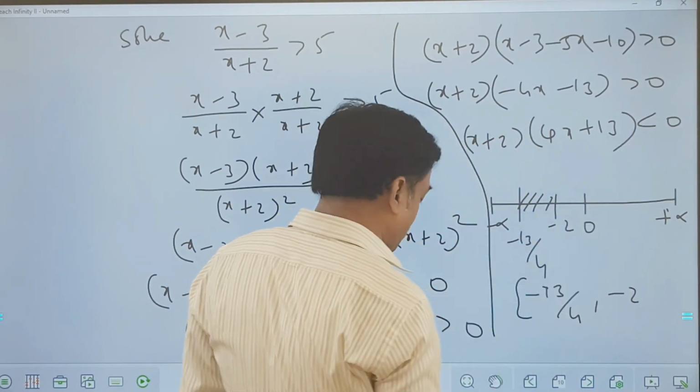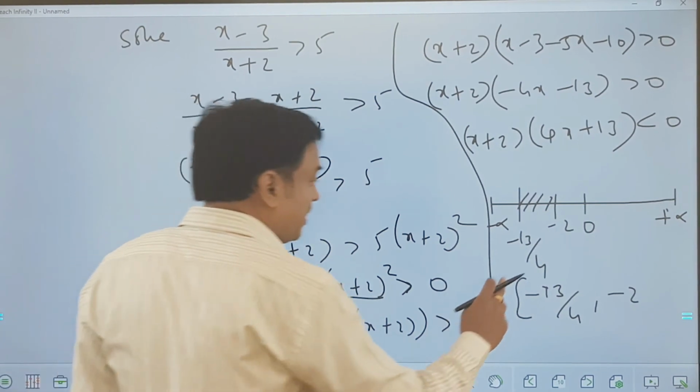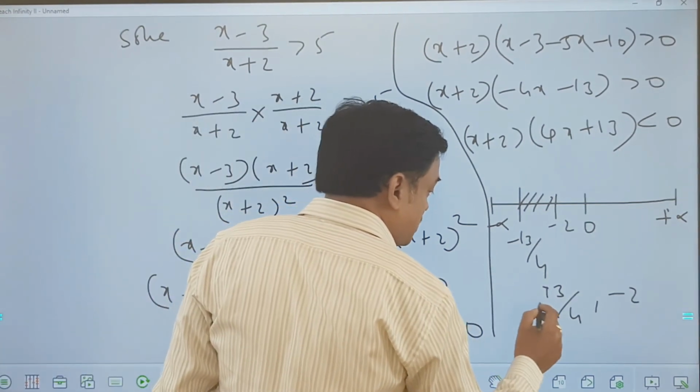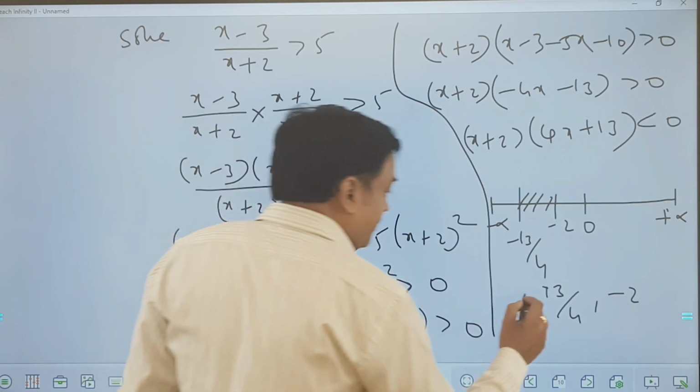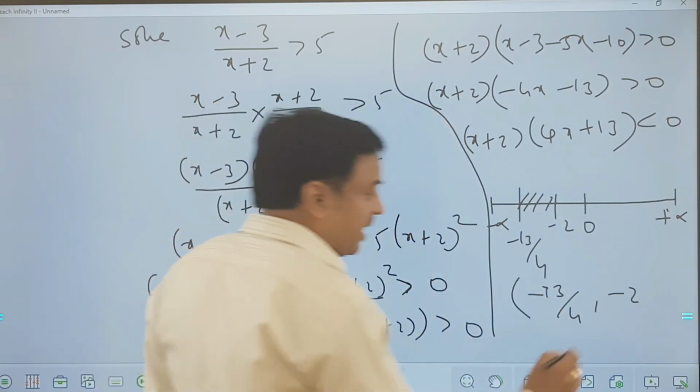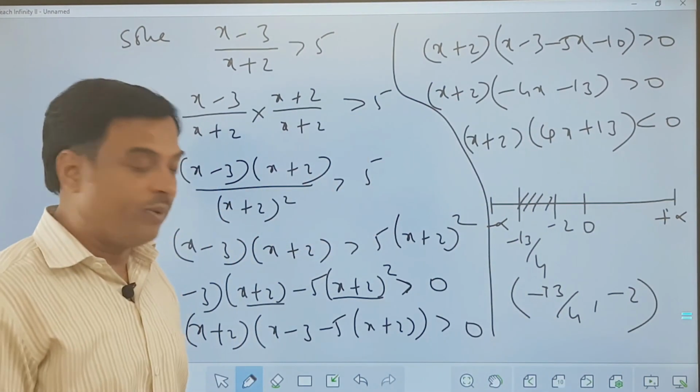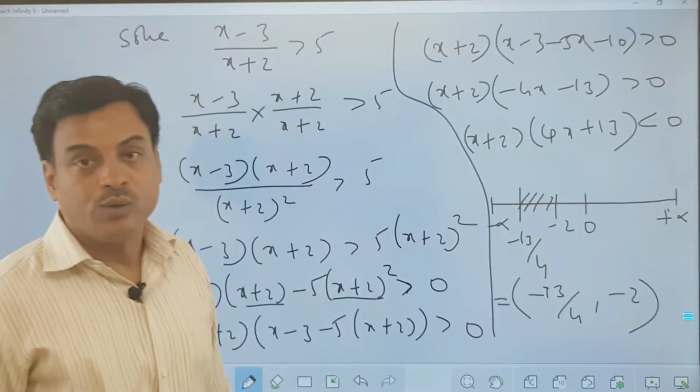These are not inclusive. So what I also need to remember is that I should keep an open interval. So this is minus 13 by 4 and minus 2, both in an open interval. So this is my final answer.